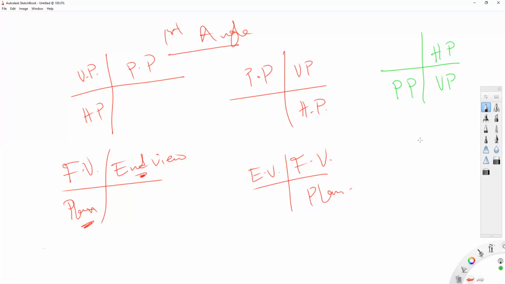Then it could also be like this, where we have the horizontal plane here, the vertical plane, and then the profile plane over here. Okay. So this is also third angle projection. And we can see that from here, we also know that the plan is always on the horizontal plane, okay? And we have the front view on the vertical plane. So in this particular case, it means that we'll have our plan here. And then over here, we are going to have, say, the front view, okay?